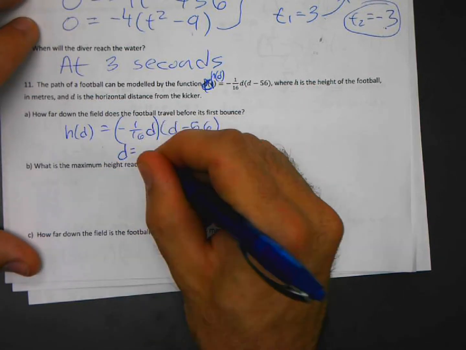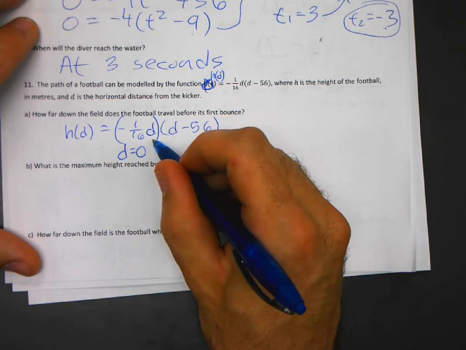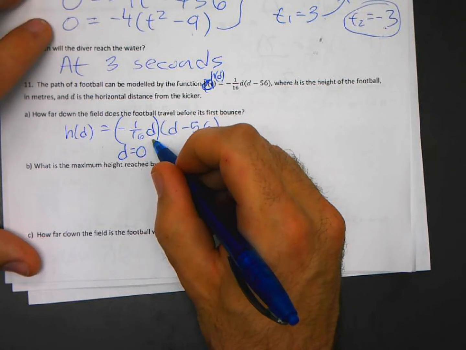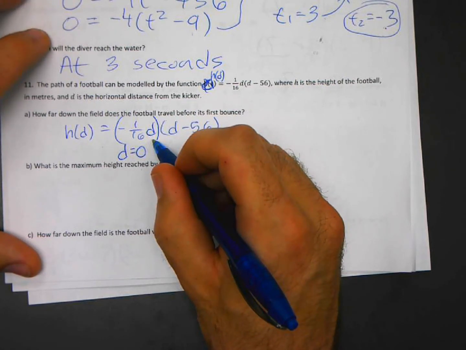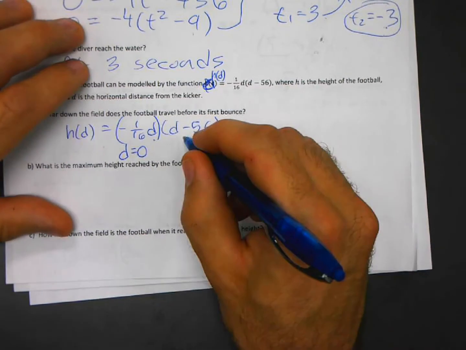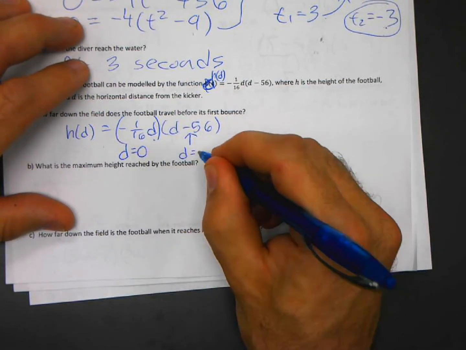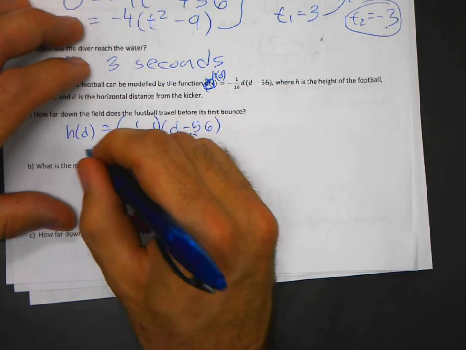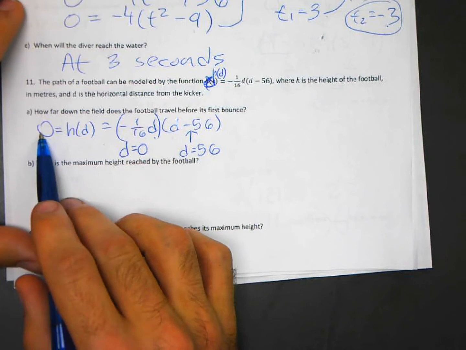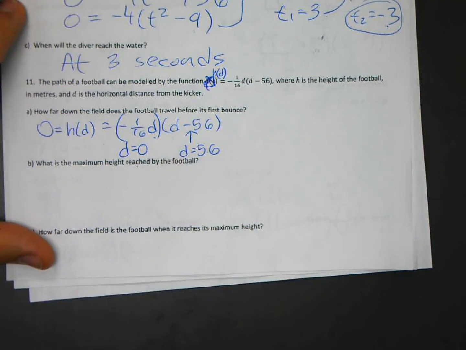So at d equals 0, that would be our first answer. That's the first time it's at the ground. That's when they kick it. So when the ball is 0 meters away from them, they kick it, and then it starts going. And then, what's the opposite of negative 56? Well, that's d equals positive 56. I should have put 0 equals here to say, okay, when the height is 0, we get d equals 0 and d equals 56.